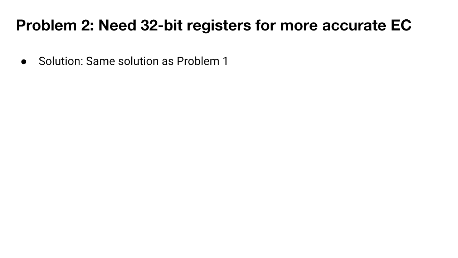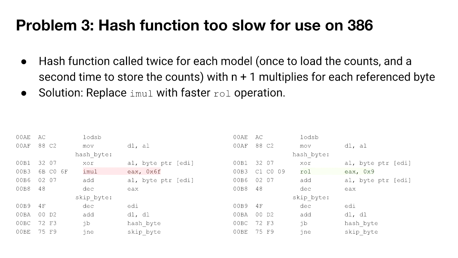All right, the second thing is that we want 32-bit registers so we can have a more accurate entropy coder, but guess what? We're done if we switch to protected mode, so that was easy. And then finally, we're going to be calling this hashing function a lot, and the way the hash function was originally designed, for each byte in the context model you'd have to do a multiply. Because you call the hash function once to load the counts and later to store the counts, and each model might reference several bytes, that could be hundreds of multiplies per bit, which is terrible. So you just replace it with a rotate left, and now it's a lot cheaper.